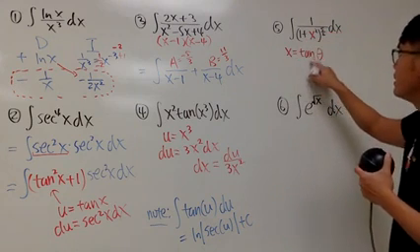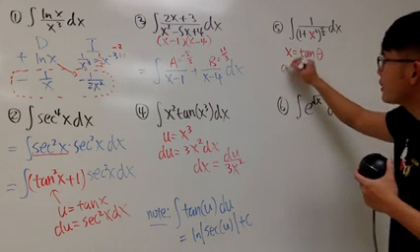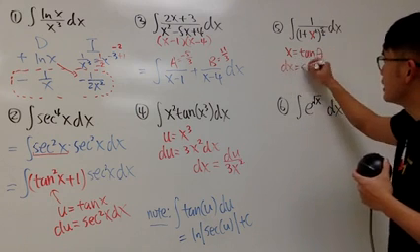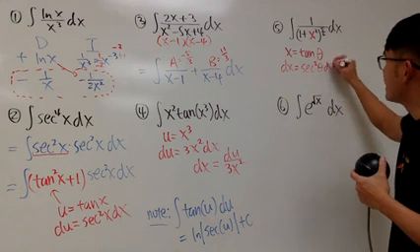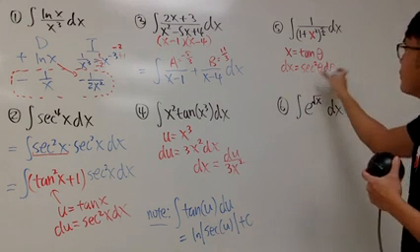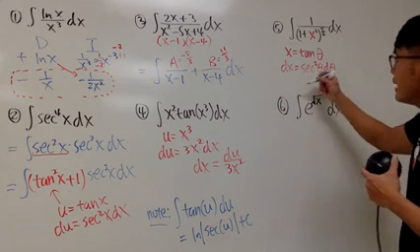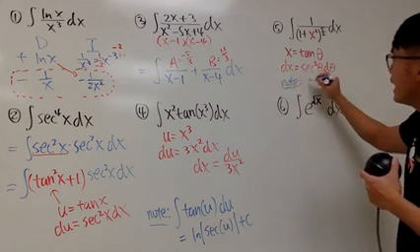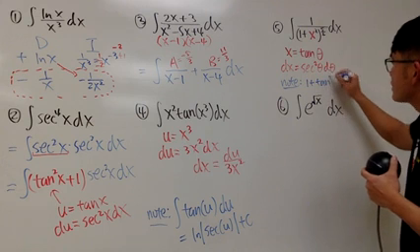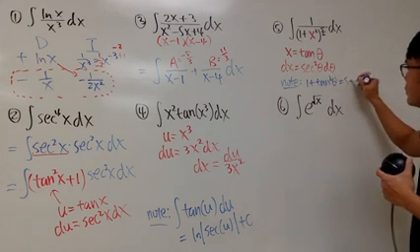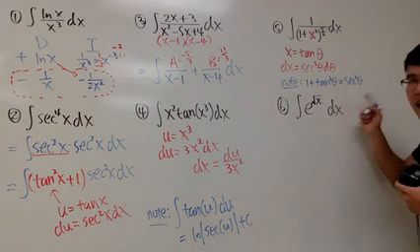Take x to be tangent theta, and don't forget dx is equal to secant squared theta d theta. You have to remember to put this back for dx. And then you also have to know that when you have 1 plus tangent squared theta, this gives you secant squared theta.